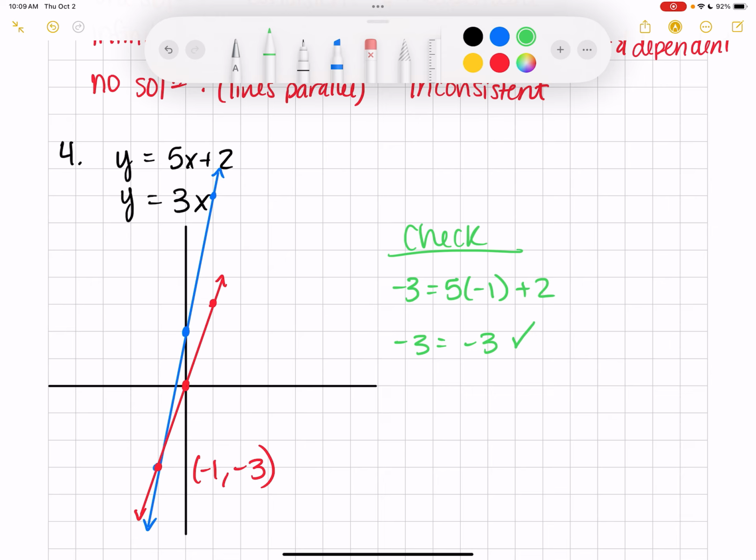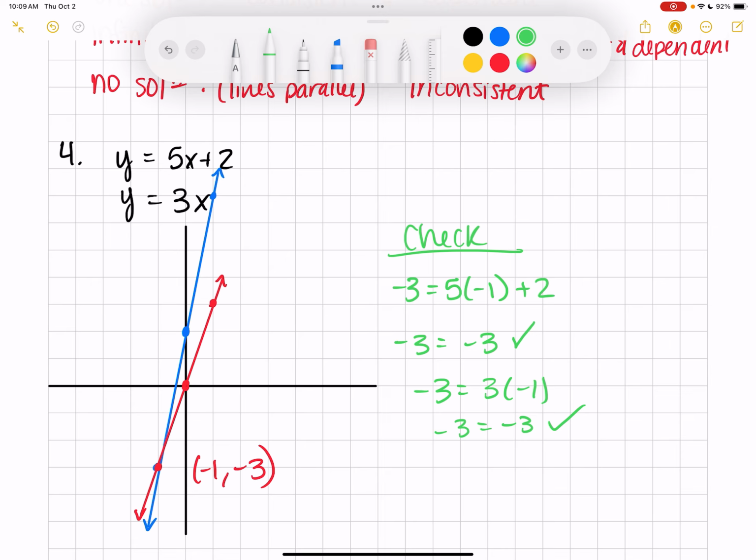So it's good there. If it's good in one, it really should work in the other, but it's always smart to check both. So the other one would be -3 is equal to 3 times -1. -3 equals -3. So I'm good. But that's what it means when it says to check algebraically.